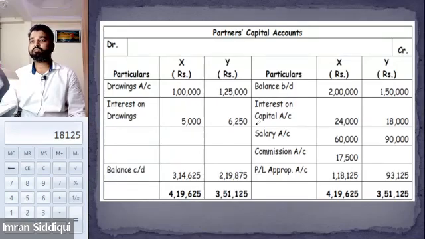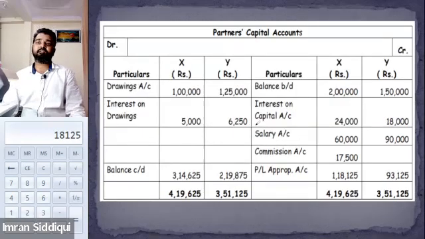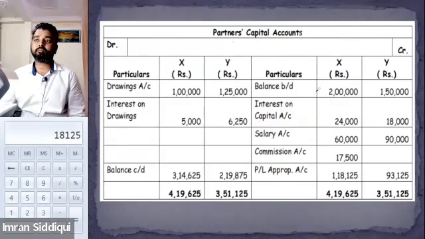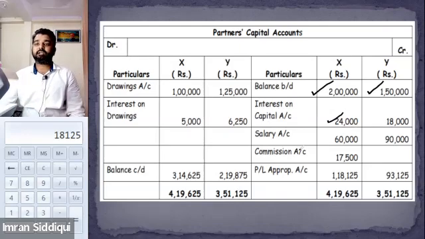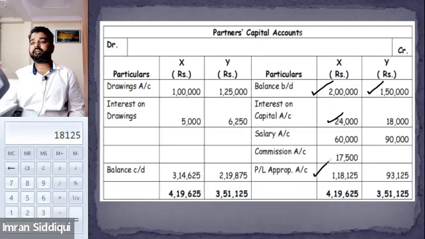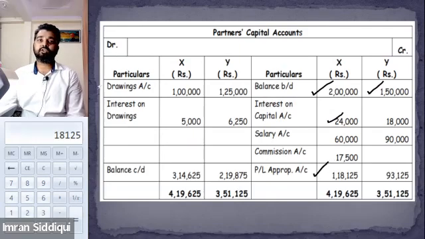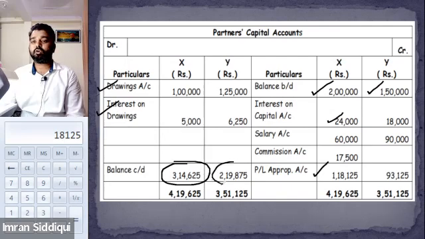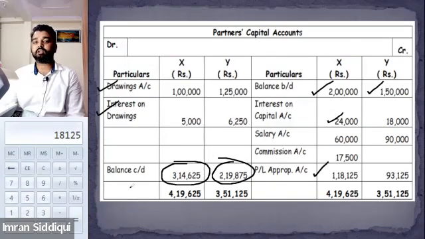The question also requires us to prepare the partners' capital account. So we have prepared the partners' capital account like this. The opening balance of the partners' capital will be written here, 2 lakh and 1,50,000. Interest on capital 24,000 and 18,000. Then salary and commission will be written, and finally the P&L appropriation. The amount of profit that is divided among the partners will also be recorded on the credit side of the partners' capital account. After that, we will write down the value of the drawings made by the partner and the interest applicable on such drawings. And then finally, we will calculate the balance of the partners' capital account. This will be the closing balance.